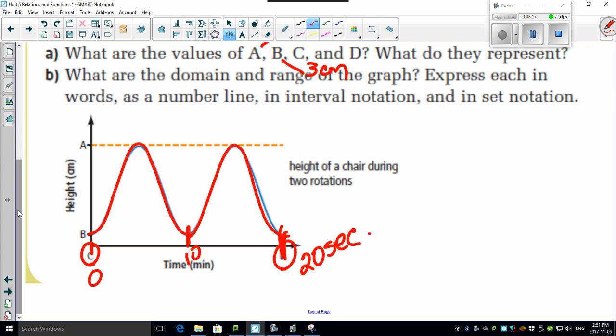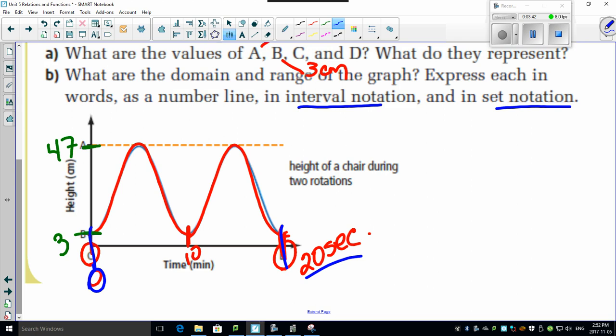Okay, so now, what is the domain and range of the graph? We're starting here at 3 and going to 47. There's your range. We're starting here at 0 and going to 20 seconds. There's your domain. If you want to do this in interval notation and all the rest, you can. Let's just do interval notation and set notation.